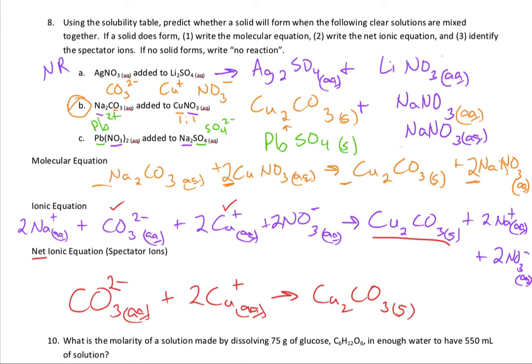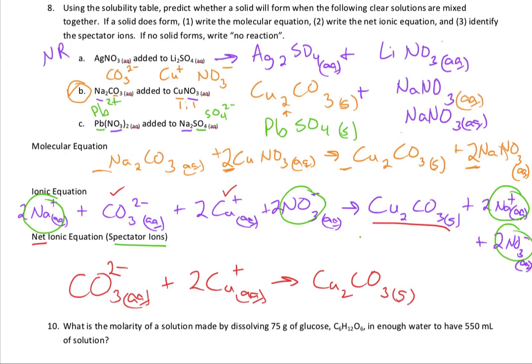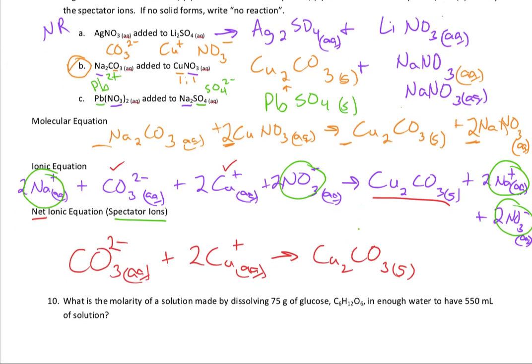What's happening to the sodium and the nitrate? Well, they don't change in any way. They started out floating free in solution, and they end up floating free in the solution. They're spectator ions in this example. Sodium and nitrate will always be spectator ions in precipitation reactions.